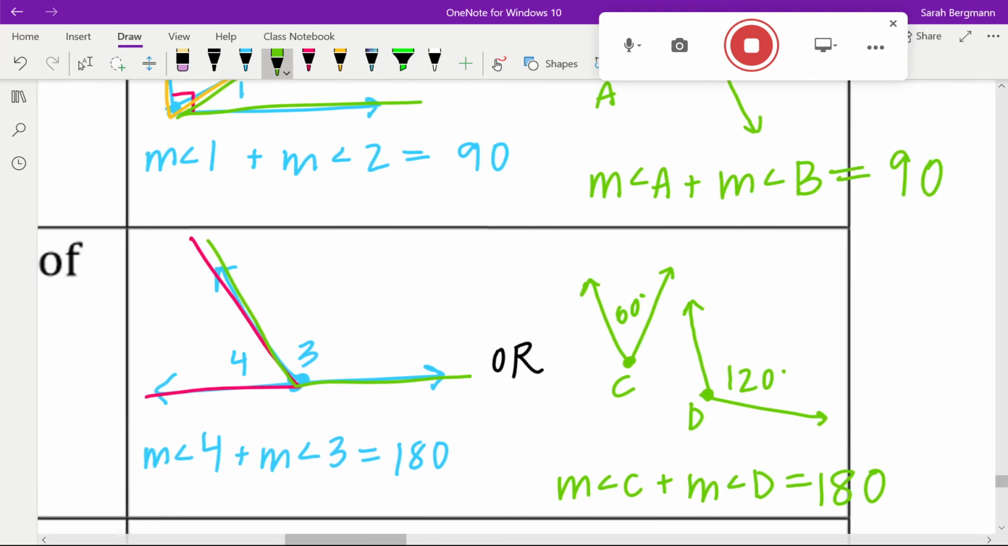Or they, again, do not have to be adjacent, so you could look at angle C and angle D since their measures have a sum of 180 degrees. Those two, angle C and angle D, are supplementary.